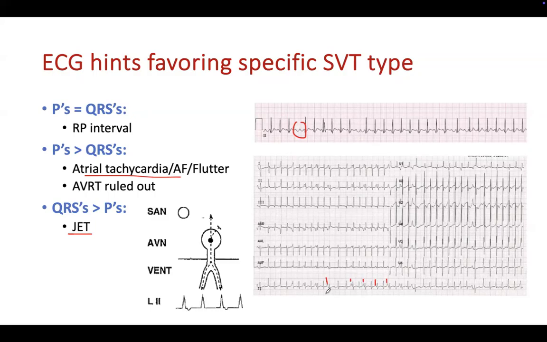So for example, which one is more, QRS or Ps? Here the QRSs are more. And the QRS is very narrow, almost identical to the sinus QRS, right?